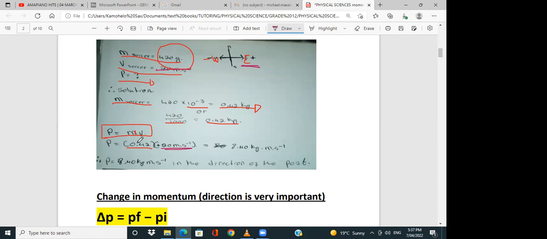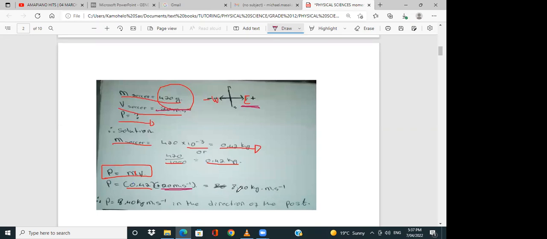Now, 0.42 multiplied by 20 meters per second, we are going to have 8.40 kilograms meters per second. Okay, guys. Now our final answer is going to be 8.40 kilograms meters per second. And mind you, this is positive.